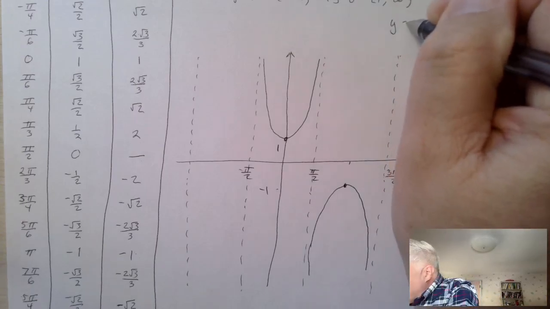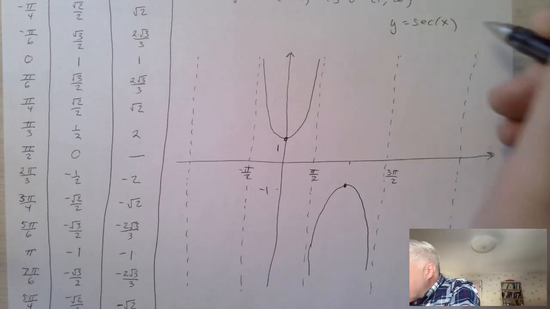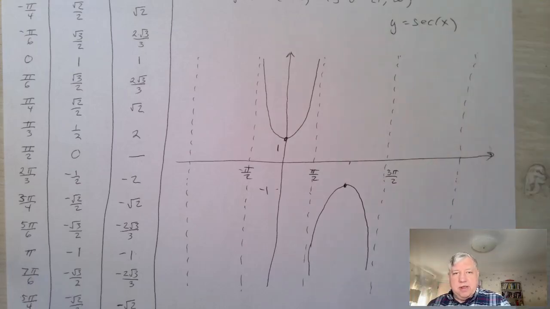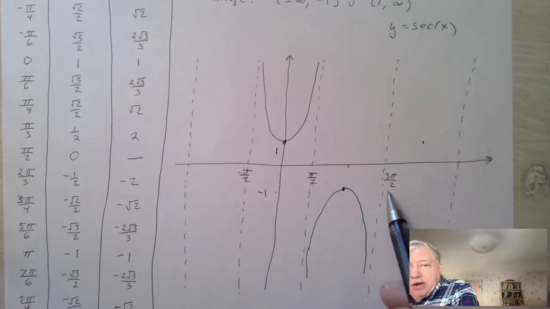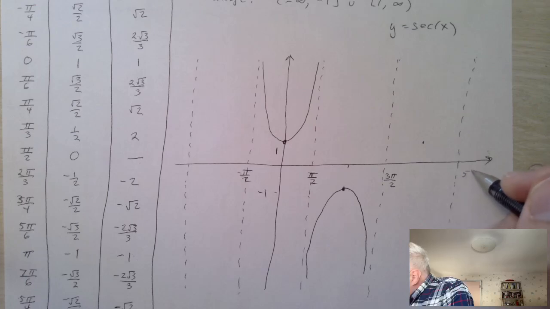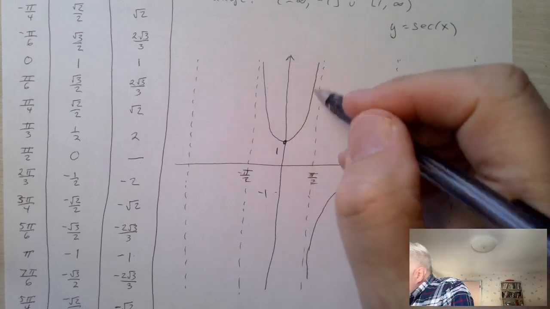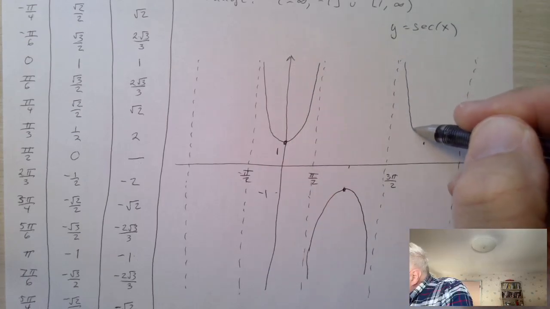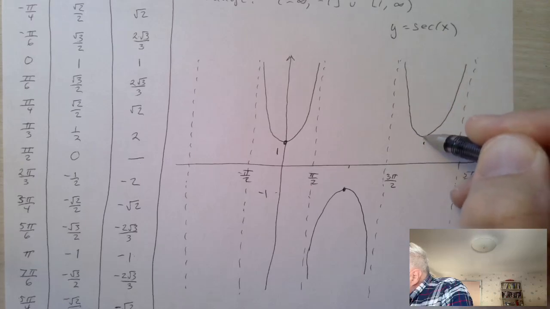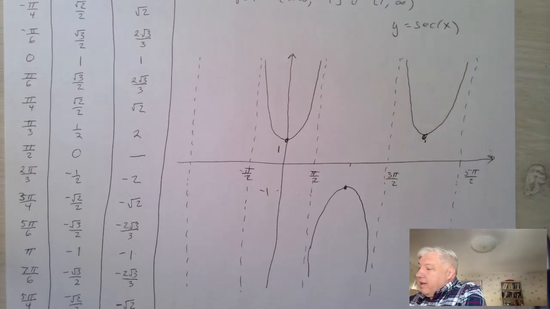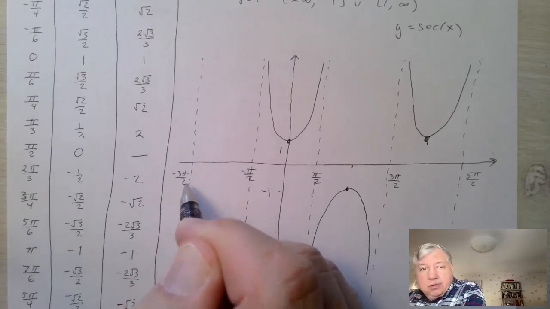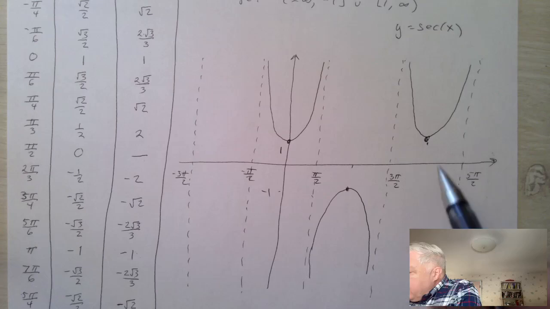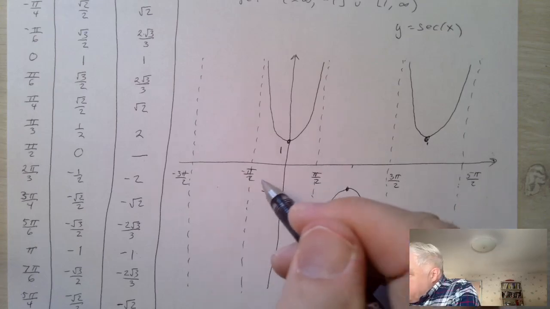I probably should label this graph. Okay. And then because the period is 2 pi, it just repeats. So over here, let's say between 3 pi over 2 and 5 pi over 2, we just get this U-shaped graph again at 1. And then down here from, let's say, negative 3 pi over 2 to negative pi over 2, we have this. Okay, this goes down again, so at negative 1.